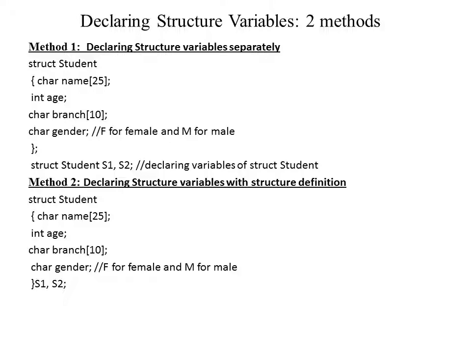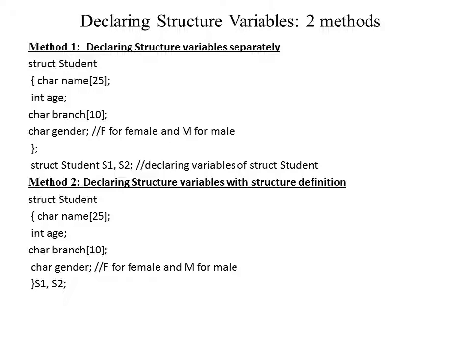So in method 1 you can see we have created one structure by the name struct student and 4 members of that structure. Now we want to declare the variable of that data type like int x. So I am writing in method 1, struct student s1, s2. It means struct student is the data type and s1 and s2 are the 2 variables created of type struct student.